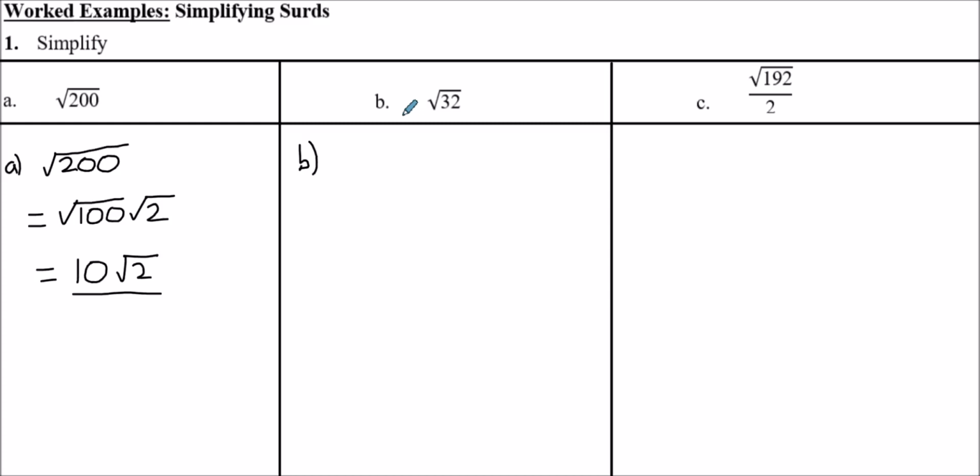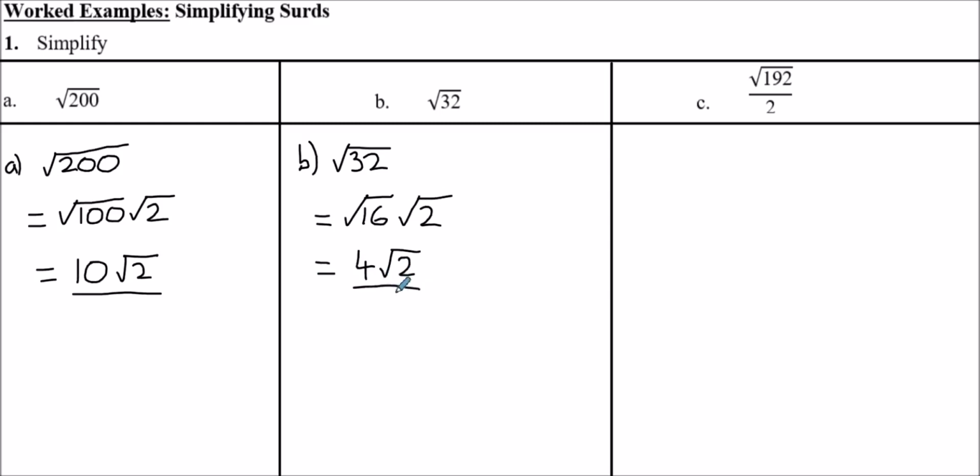And so what I'm going to suggest is we rewrite the square root of 32. We break the 32 into 16 times 2. In the same way, root 32 becomes root 16 root 2. And root 16 is just 4, and so we end up with 4 root 2.